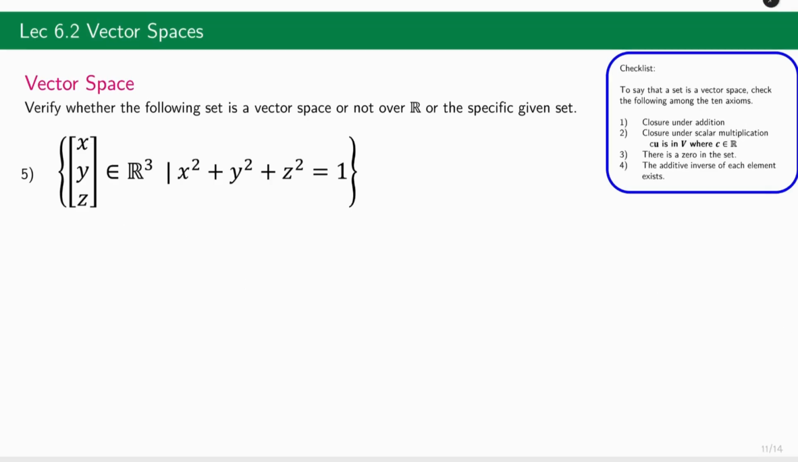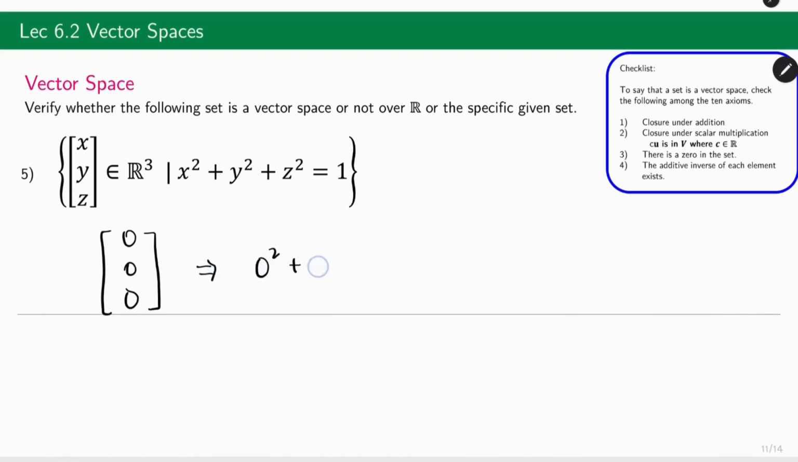Next, let's have the following. The set containing the vector x, y, z in R3 such that x squared plus y squared plus z squared equals 1. Okay, here you can see that there is an equation relating the three components of the vector. You can definitely see that there is no zero in the given set. Take note that 0, 0, 0 implies that 0 squared plus 0 squared plus 0 squared equals 1.